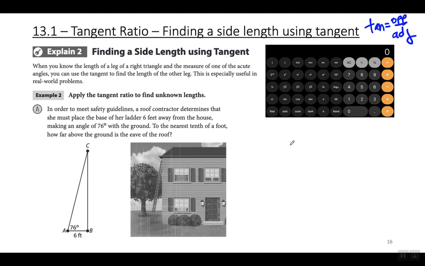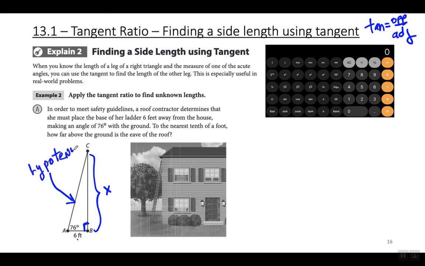So to find the tangent of an angle, you always divide the opposite side by the adjacent side. So this is what we're going to do. We're looking for this side, so let's label it X. Notice that from the point of view of the 76-degree angle, or from the point of view of angle A, we have the opposite side, which is what we're looking for, and the adjacent side. Remember, this angle right here is 90 degrees, so that means that this side, the slanted side, the ladder, is the hypotenuse.